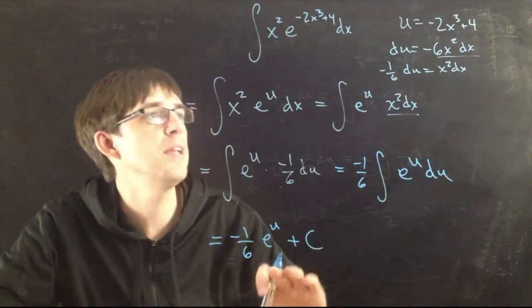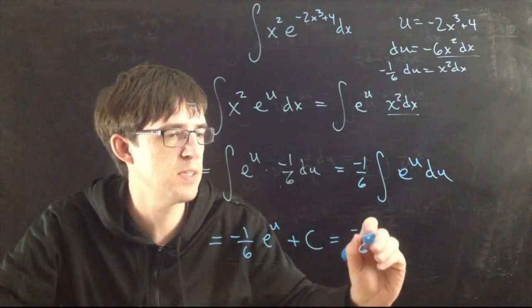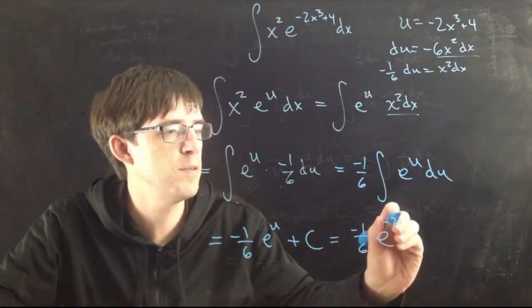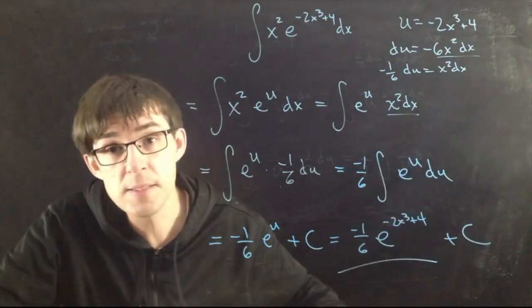Okay, this is almost it. The final answer, I replaced the u's with the x's. So I go minus 1/6 e to the power negative 2x cubed plus 4, plus c. All right, that's it.